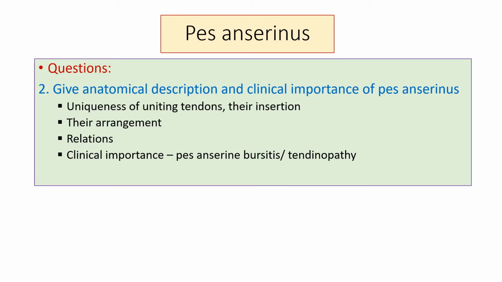Now the next question is, give anatomical description and clinical importance of pes anserinus. We can describe it regarding its uniqueness of the tendons that are constituting the pes anserinus and their insertion, the arrangement of these tendons, relations of these tendons, and then clinical importance. So in relation with the pes anserinus bursitis or tendinopathy, the case scenario with which we have started the discussion.